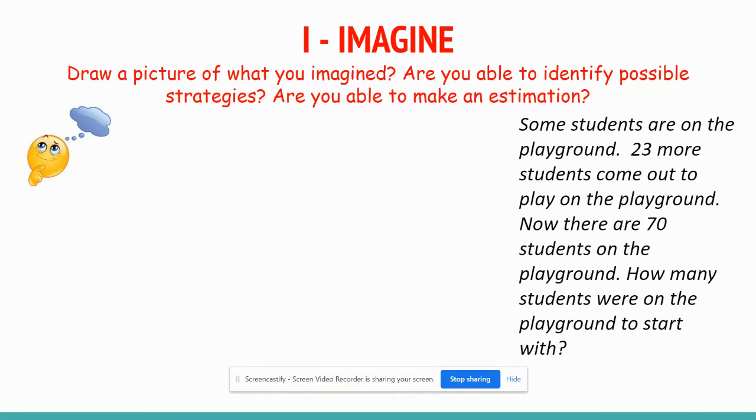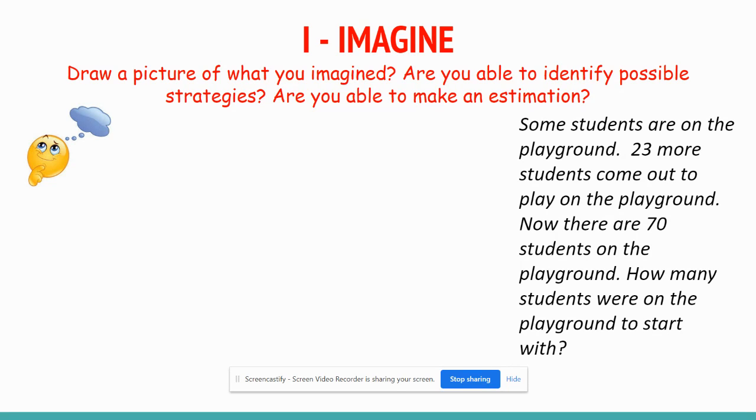Our second step is to imagine. This is where students draw a picture of what they imagine. So whatever movie is happening in their head, they want to do a quick sketch. Right now, I'm not concerned about the numbers. I just want to know what this might look like. I'm going to read the problem again. As I'm reading the problem again, do a sketch of what you are imagining in your head.